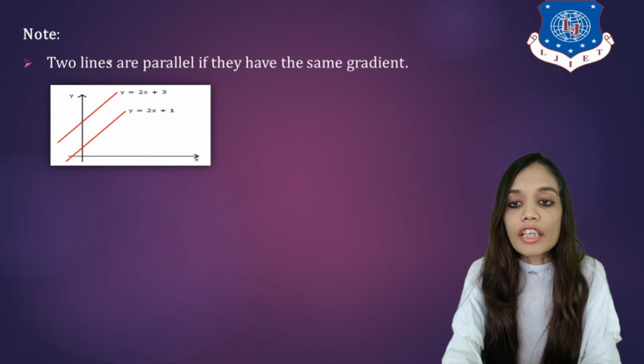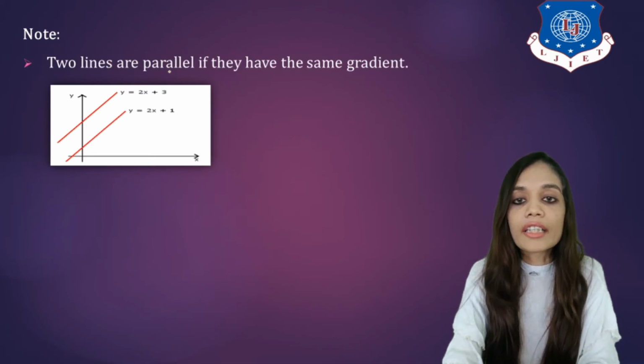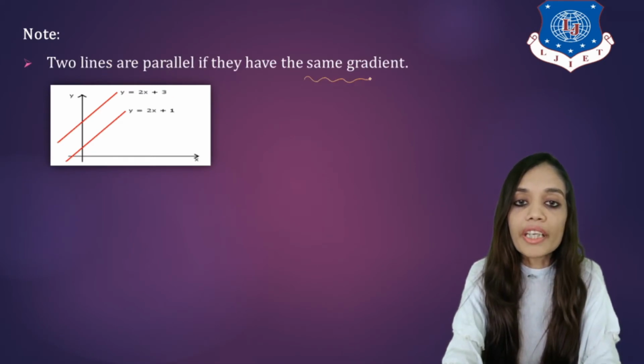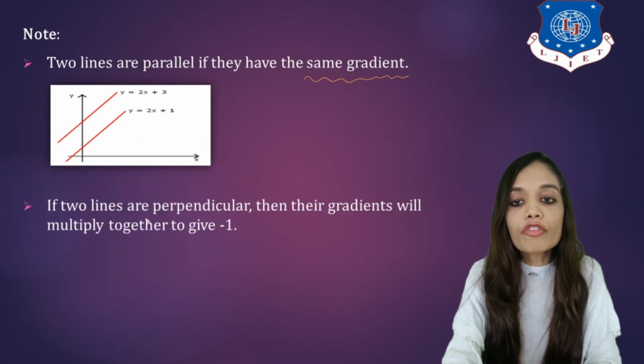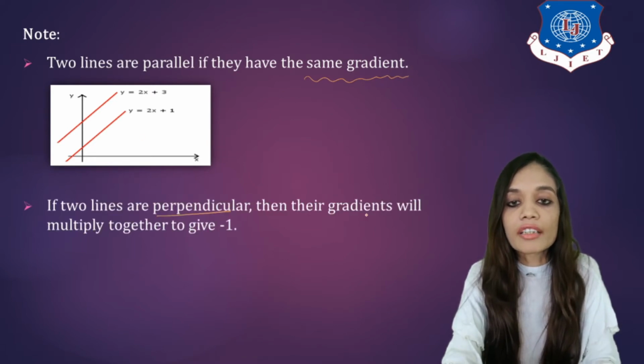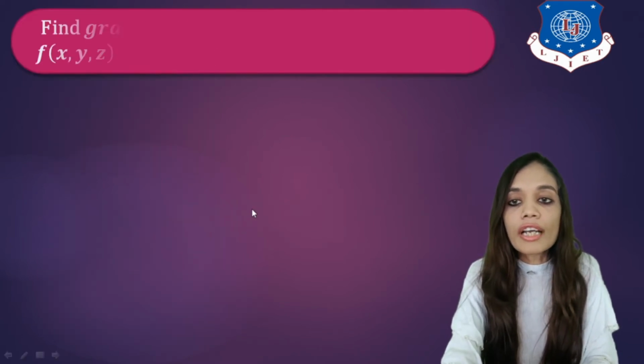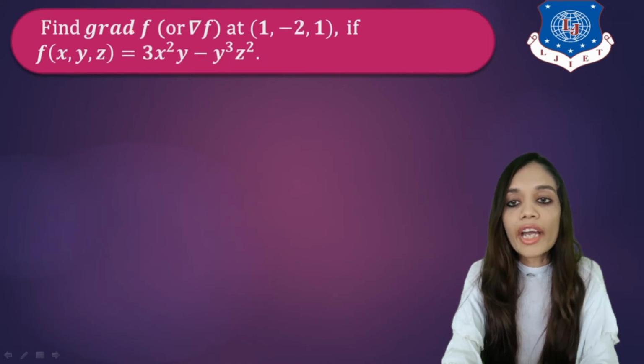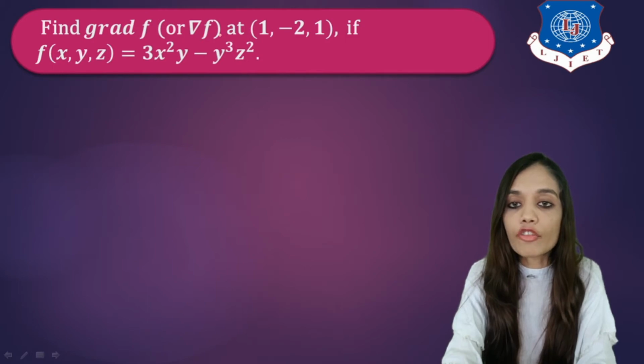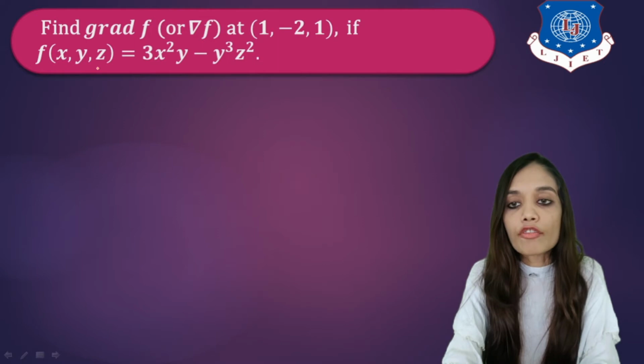Now if we are given two parallel lines, then their gradient will be the same. If two lines are perpendicular, then their gradients multiplied together give the answer -1. Now let us see one example to find the gradient of f, or your symbol can be del f, at the point (1, -2, 1) if f of x, y, z is equal to 3x square y minus y cube z square.